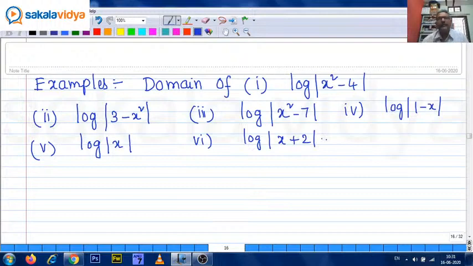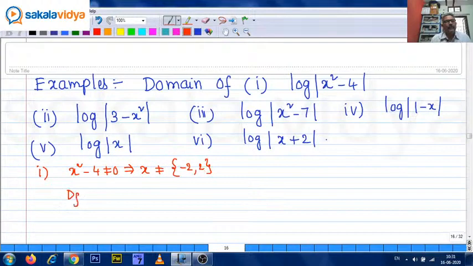It's very good. So first one, x square minus 4 does not equal to 0. That means x does not equal minus 2, 2. Am I correct now? So domain of f is equal to the set of real numbers R minus {minus 2, 2}. Except minus 2, 2, it will accept any value.